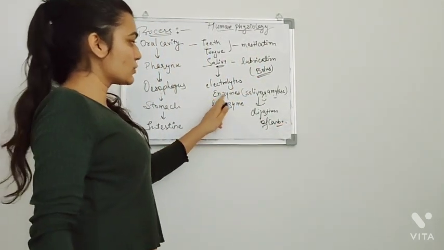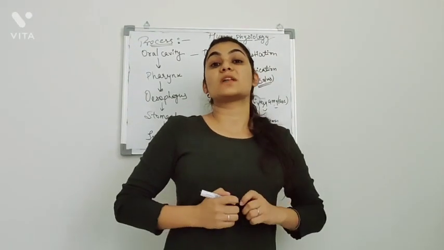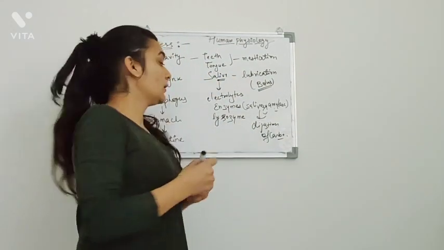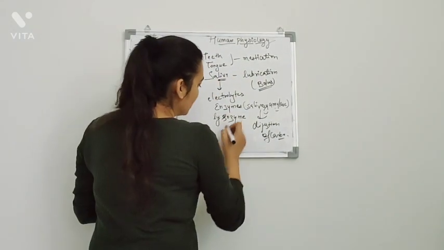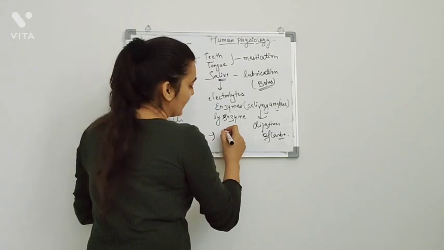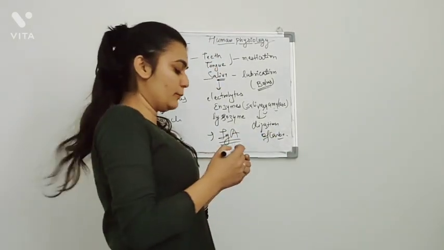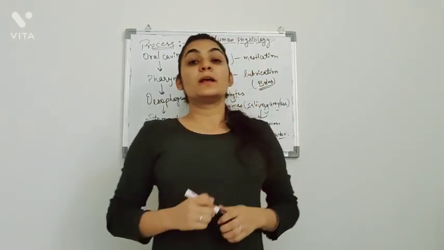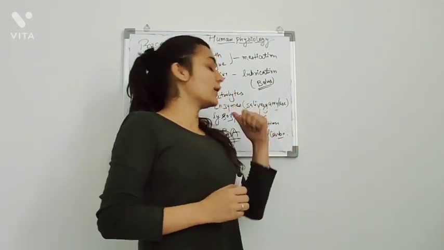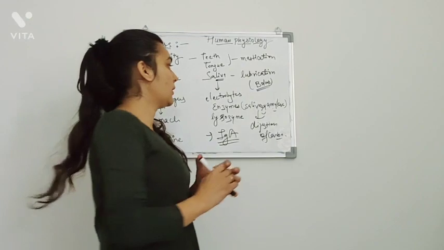After that, lysozyme. What is lysozyme? Lysozyme is an antibacterial enzyme. After lysozyme, one more thing, that is IgA. That is part of the immunity process. Saliva also contains IgA.